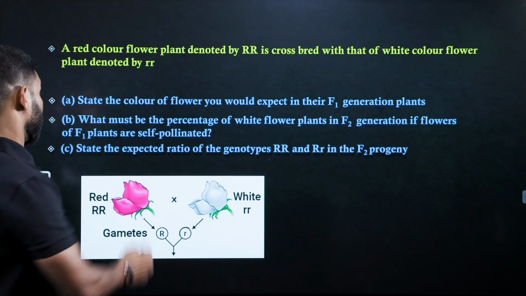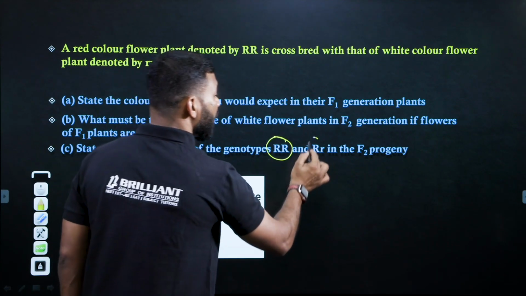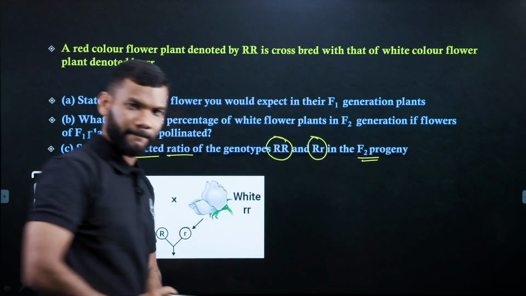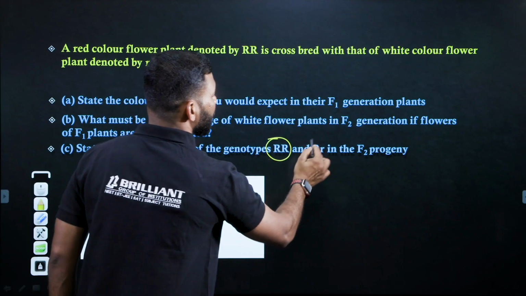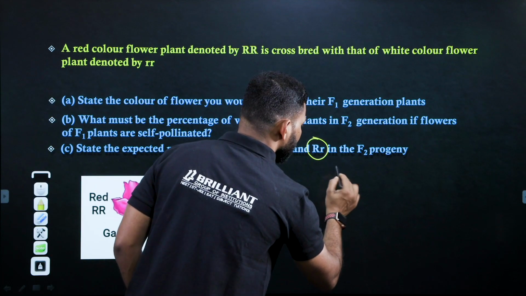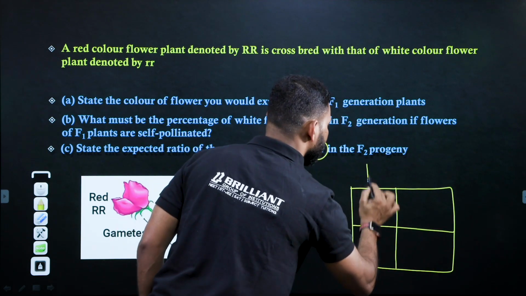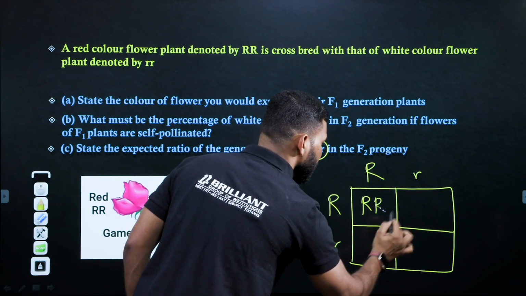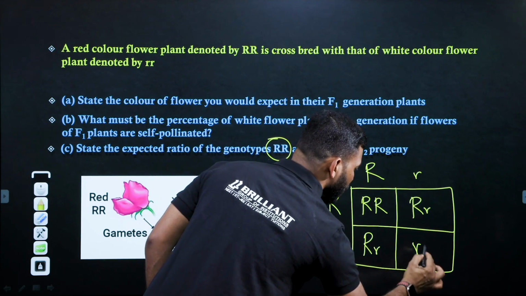Okay. State the expected ratio of the genotype of capital R, capital R and capital R, small r. What are we going to get in the F2? In the F2 generation, what is the ratio between capital R, capital R and capital R, small r? That is what we made here. After the crossing, finally we got the Punnett square. It was like this: capital R, small r, capital R, small r. Here we get capital R, capital R, here we get capital R, small r, here we get capital R, small r, here we get small r, small r.